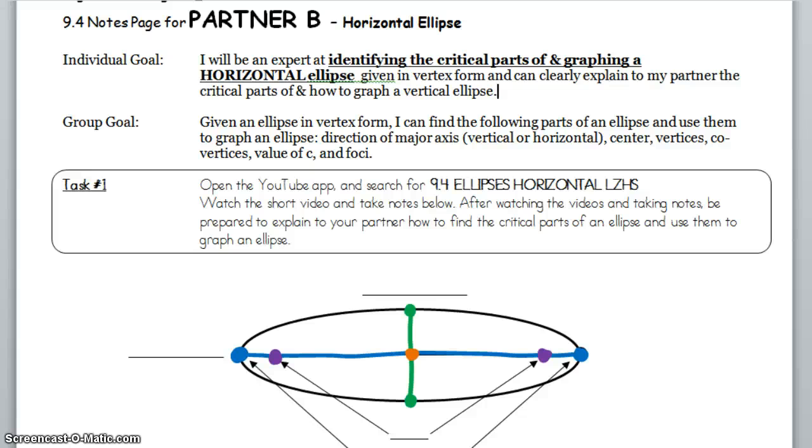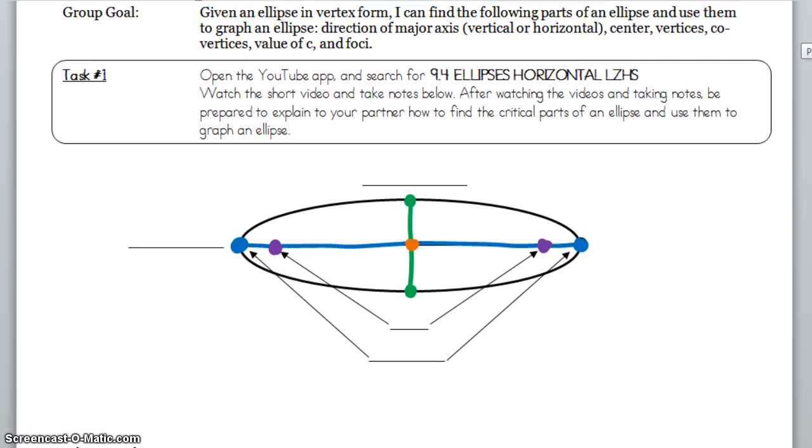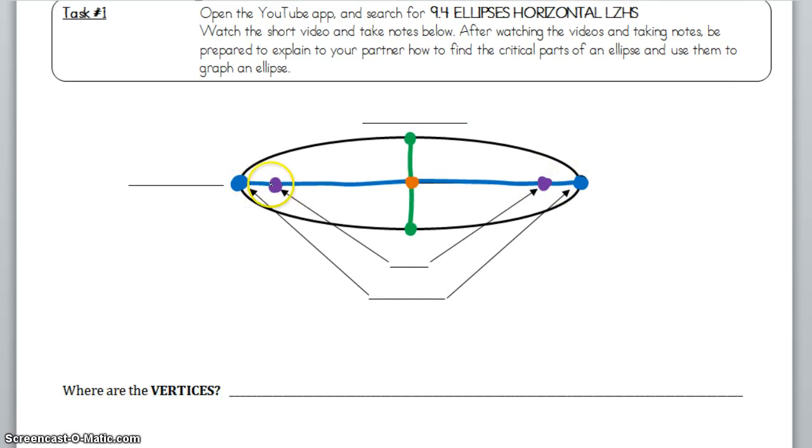In this video, you will learn how to identify the critical parts and how to graph a horizontal ellipse. So, looking at our picture of the ellipse below, you can see a long blue line going horizontally. That's our major axis. The way that you tell if an ellipse is horizontal or vertical is by the major axis. If the longer axis, the major axis, is horizontal, it's a horizontal ellipse.